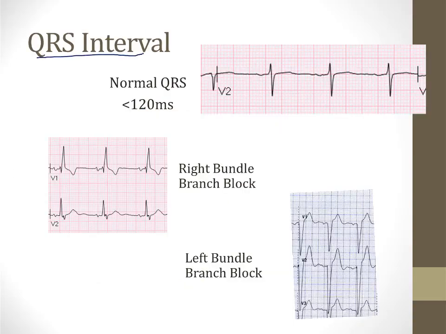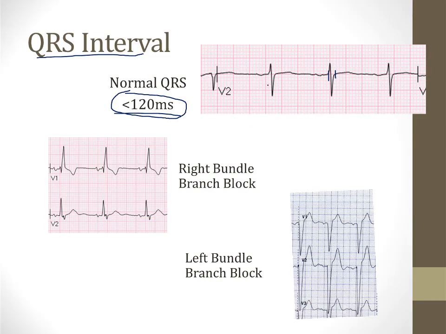Next is the QRS interval. This is the time from the start of the QRS complex to the end of the QRS complex. And a normal QRS interval is less than 120 milliseconds in duration. And I told you before that a small box on the surface EKG represents 40 milliseconds. This means that a normal QRS complex should be less than 3 small boxes in duration.